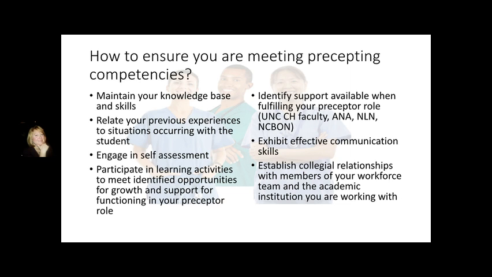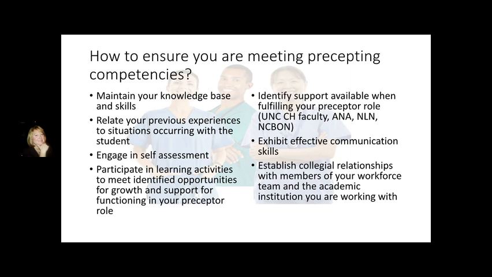In order to meet the competencies laid forth as a preceptor, we want you to maintain your knowledge base and skills. For example, if you are giving vaccines and the CDC has issued a new guideline, we hope you would have that knowledge and share it with our students. We hope you relate your previous experiences to situations occurring with the student. So please feel free to bring in previous experiences and situations that you feel are relevant to the day, even if the student isn't present in that room or wasn't there 3 days ago when you encountered this patient situation. Sharing those experiences certainly has benefit.